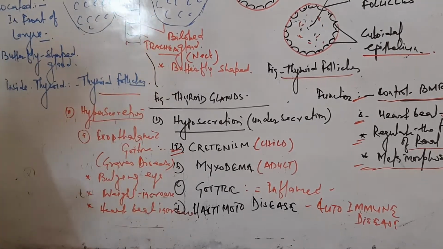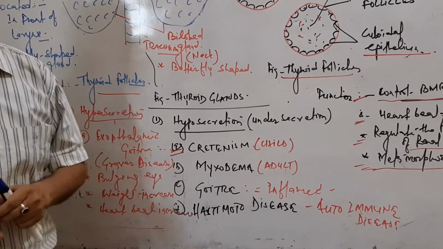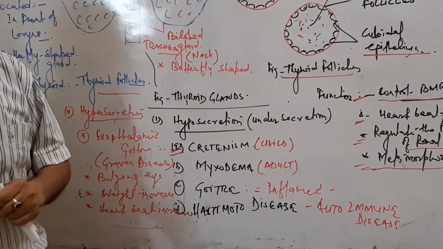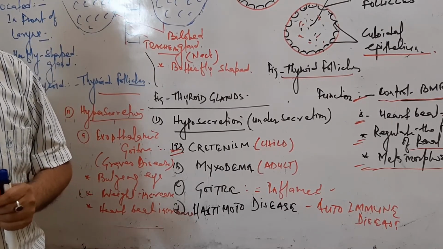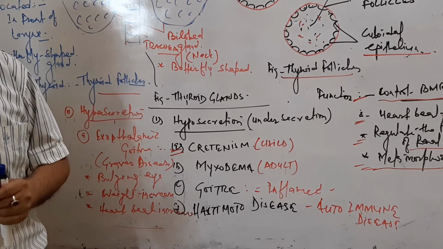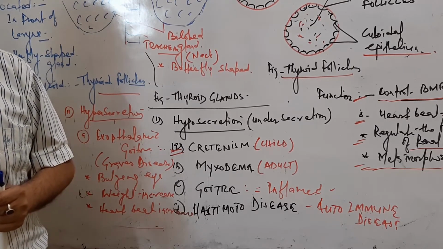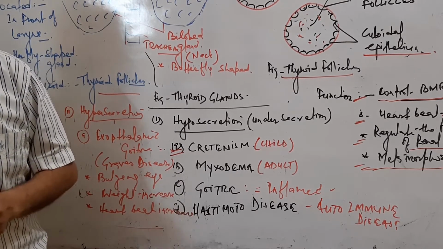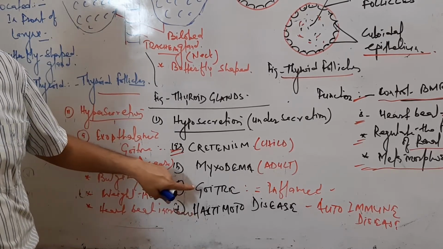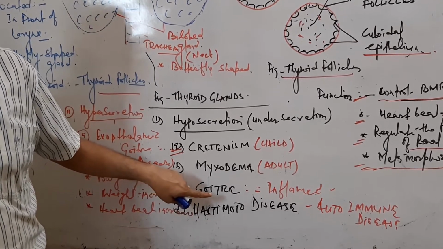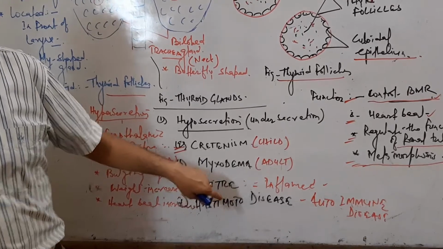So, another disease is goiter. It is a simple condition where there is protrusion of the thyroid gland. It leads to a bulging neck. It is the hypertrophy of the thyroid gland. So, it is a simple one. It occurs due to the deficiency of iodine.